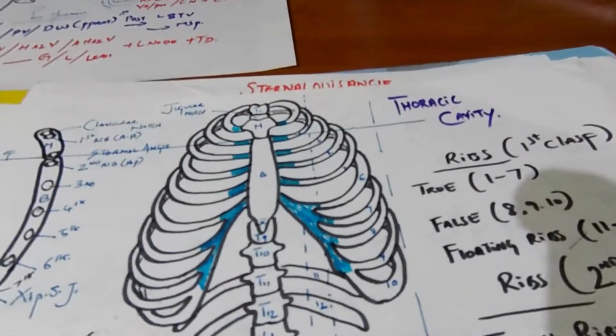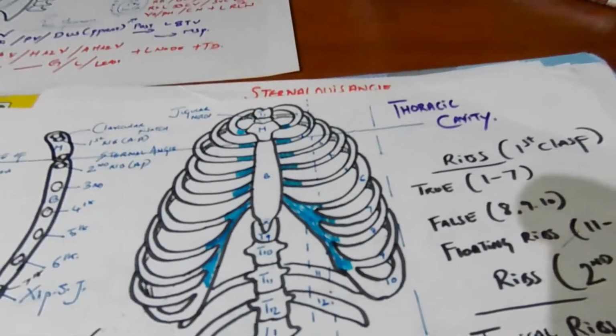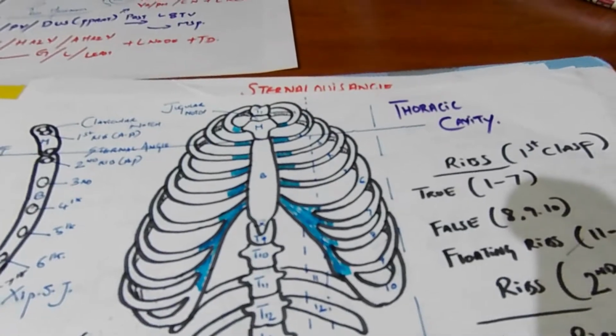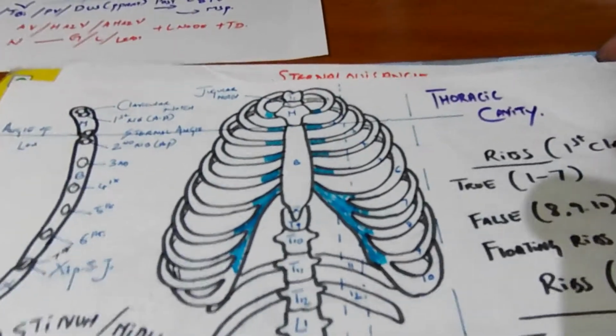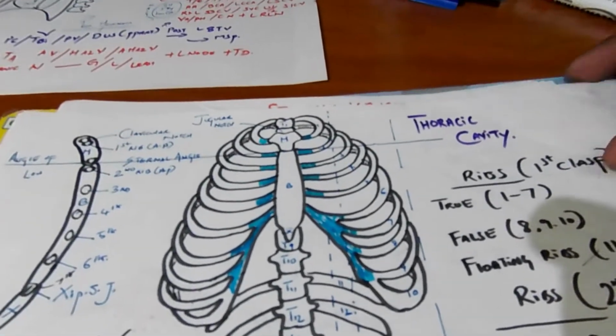Today we're starting with something called the sternal angle, or the introduction to the thoracic cavity, and then I'll go towards the angle of Louis. A 5-mark question, very important, please concentrate.